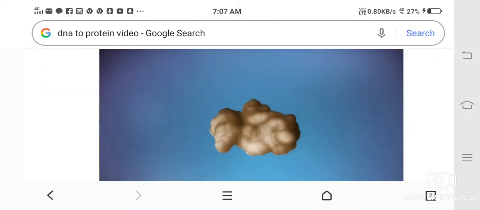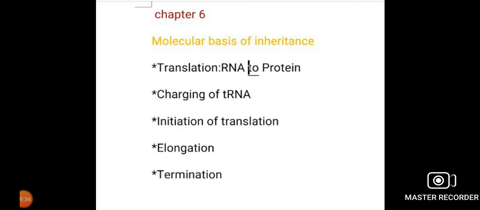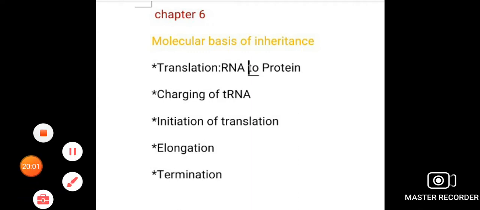Understood? So this is the process by which DNA goes to RNA, and RNA goes to protein, and that process of RNA to protein is known as translation. It takes place through various steps like charging of tRNA, initiation of translation, elongation and termination. So if the process is asked, you will have to explain it in steps. Okay, I hope this is very clear to you. We will continue in the next class.